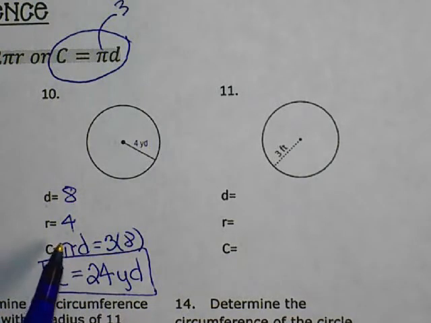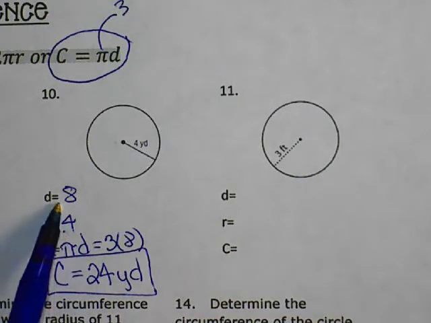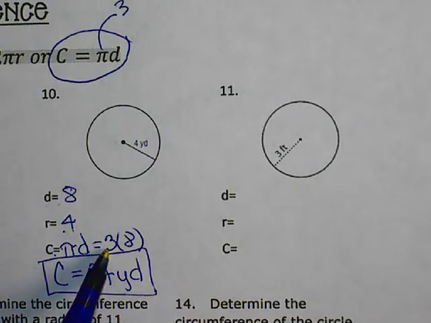Using the radius, or half the distance across the circle, of 4, I double it to get the diameter, multiply it by 3, which is pi, and get a circumference of approximately 24 yards. Let's see if you can do number 11 on your own.